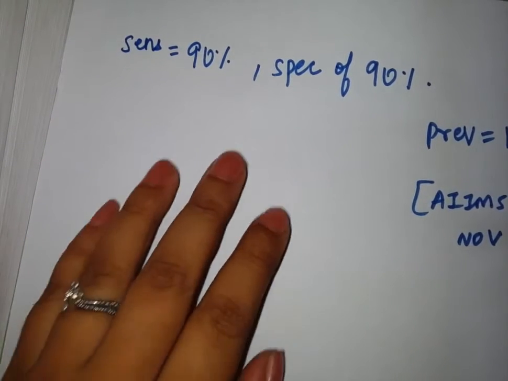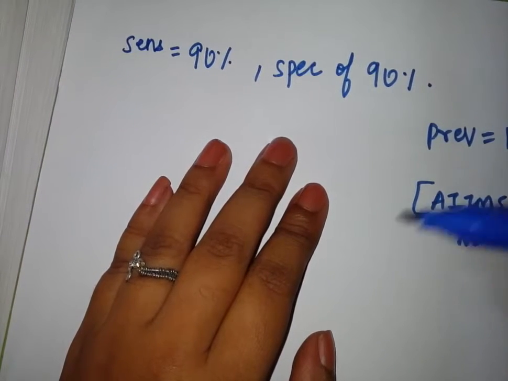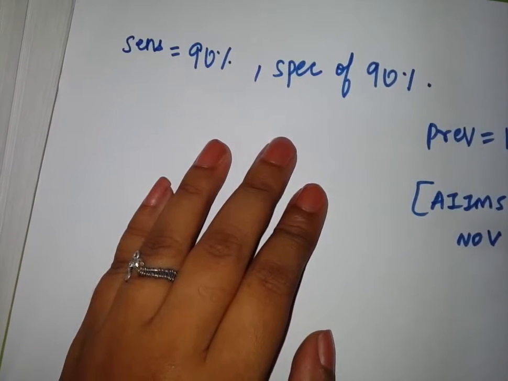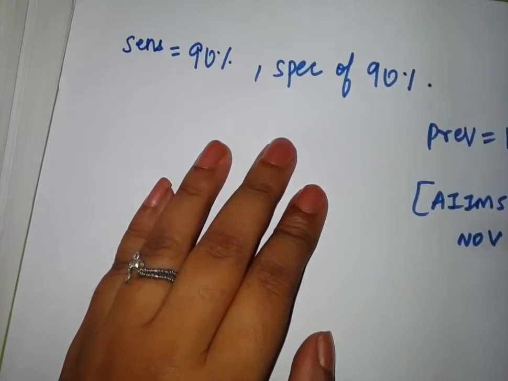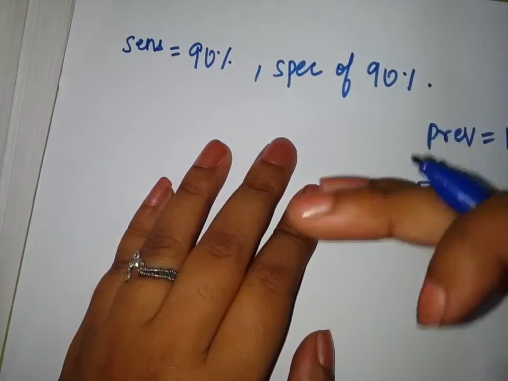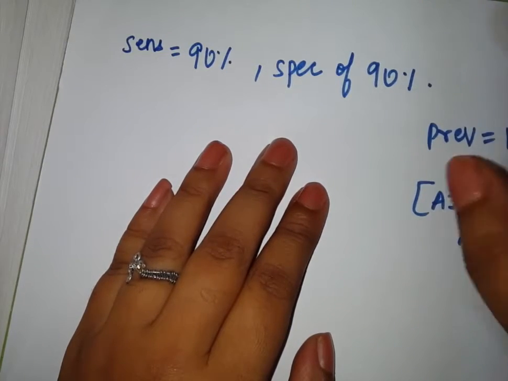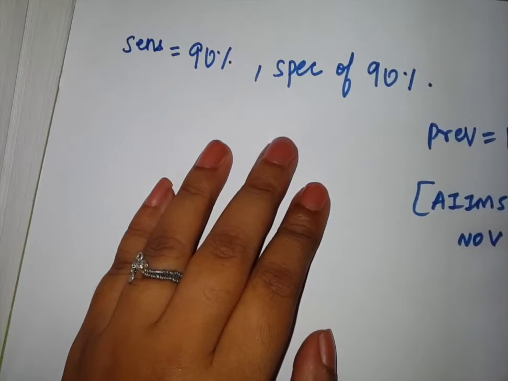What is the probability that a person positive to this test has the disease? So what are they trying to ask you? That is the first thing you should know. In this question they are trying to ask that if the test is showing positive, what is the probability that he actually has the disease? As I discussed in the previous video, this is positive predictive value. So how do you calculate positive predictive value when sensitivity and specificity are given?